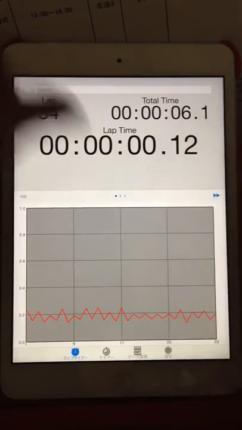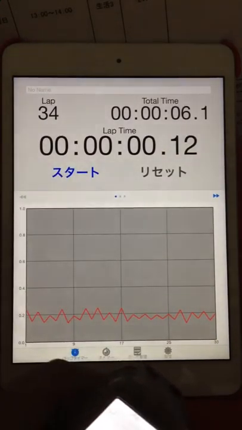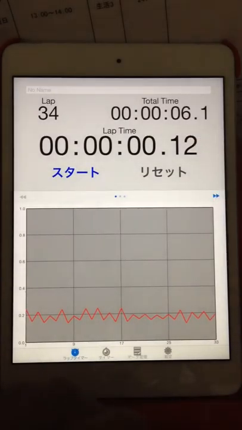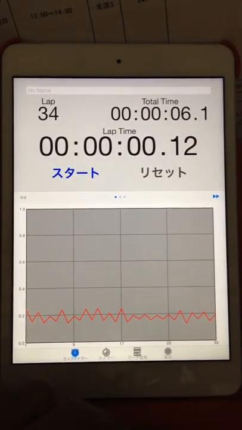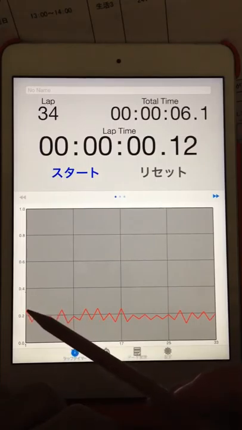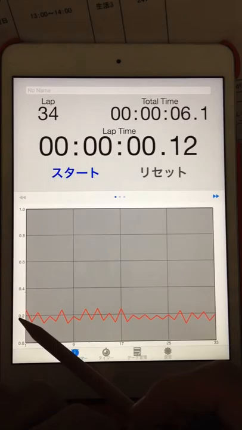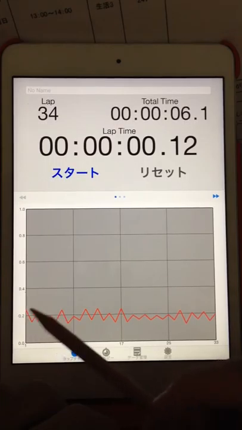1, 2, 3, 4, 2, today 6.1 seconds divided by 3-4 laps, multiply 2 = 36.36 seconds for 1 beat front and back. This is 0.2 second.